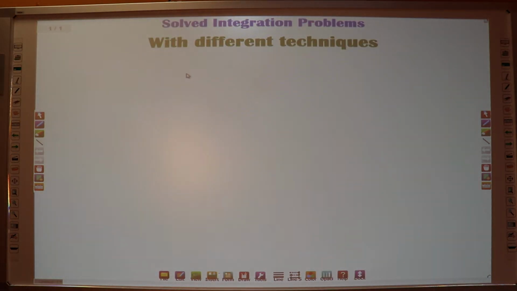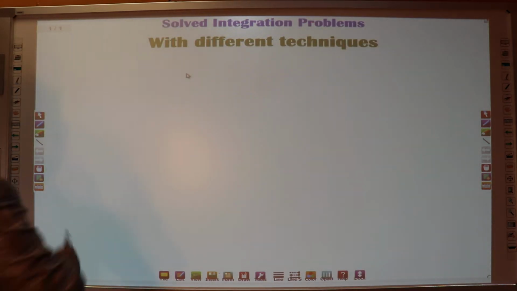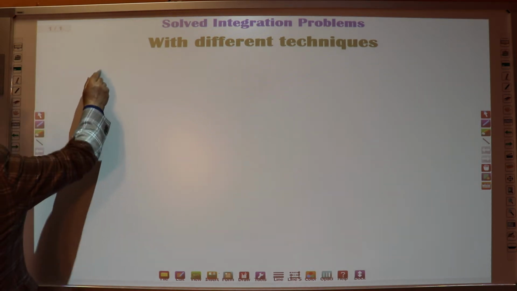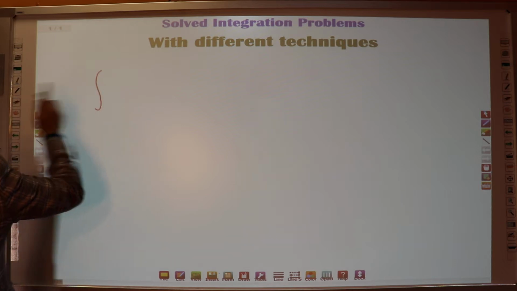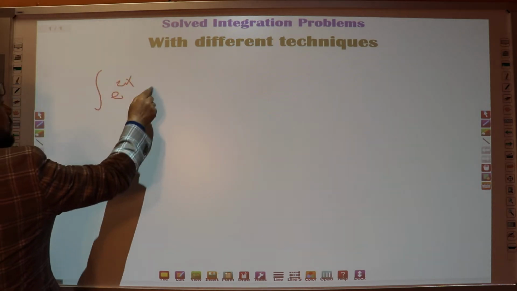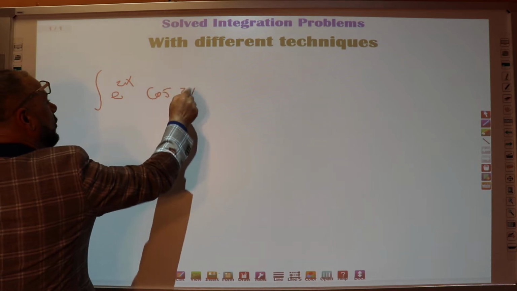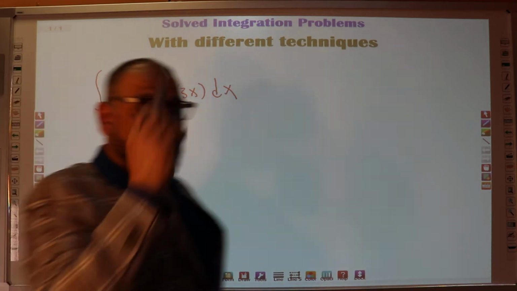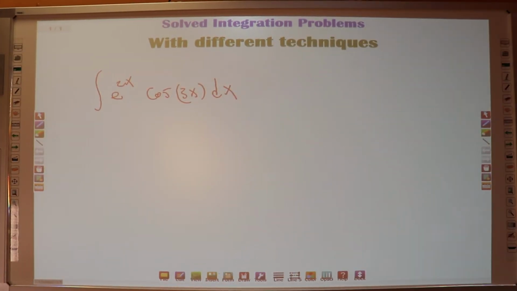Okay, let us go to the class directly because I need time. Then solve integration problems with different techniques. Now the first problem I'm going to start solving is the integration of e to the 2x cosine 3x dx.